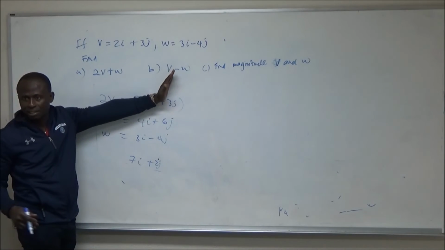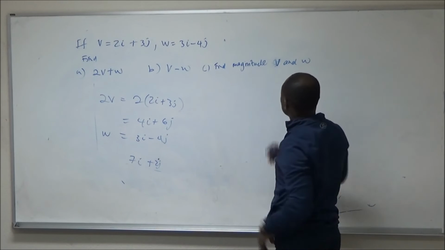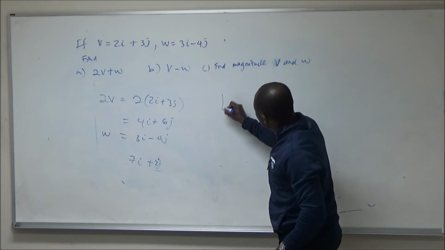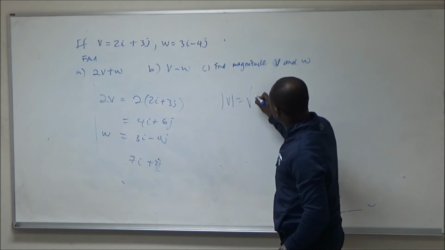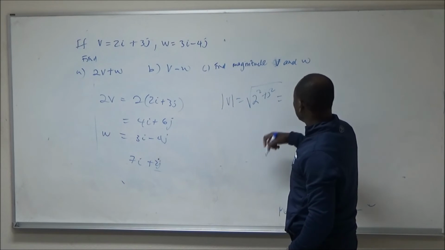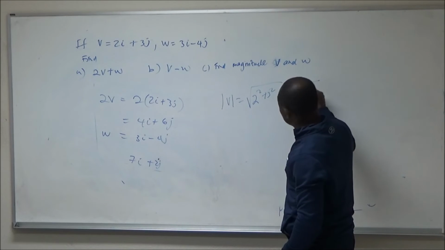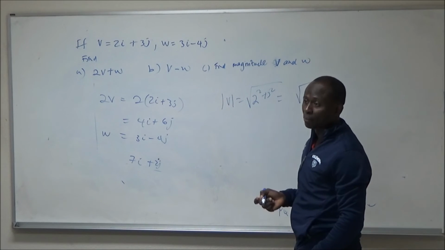This is just arithmetic. Now, I'm going to do just one of the magnitudes and I'm going to do the one with the positive. So magnitude of v is simply root of 2 squared plus what? 3 squared. Which is 4 plus 9, which is what? Root of 13. That's how you find the magnitude.